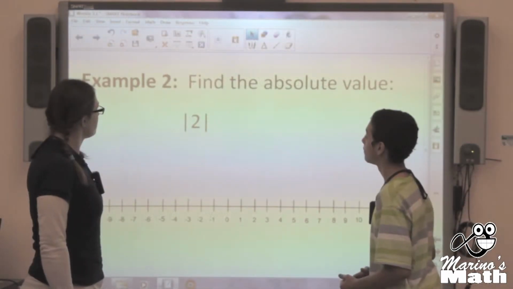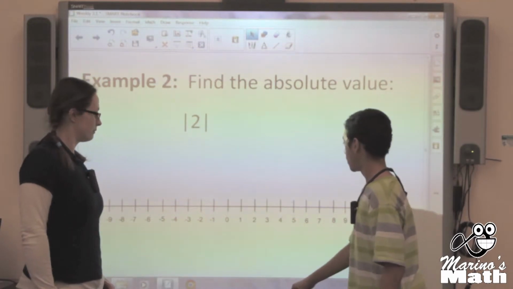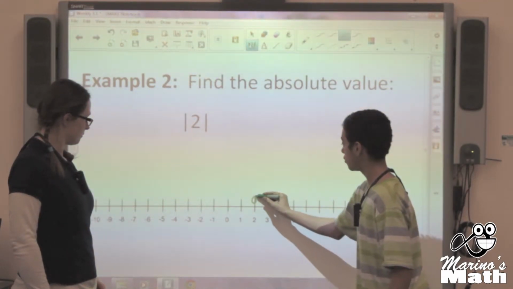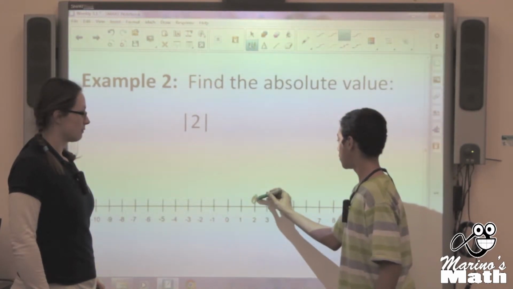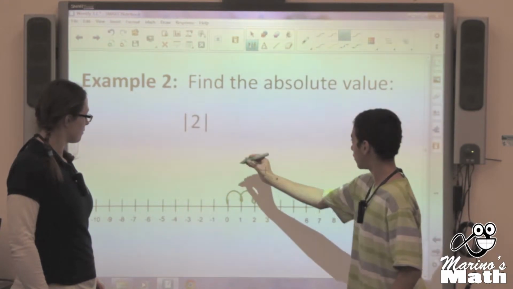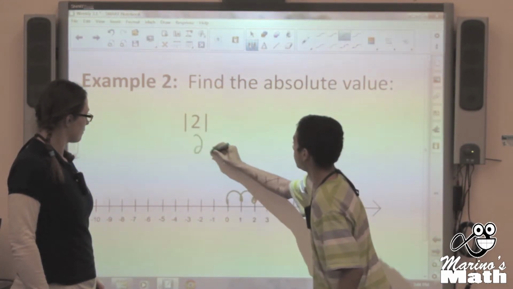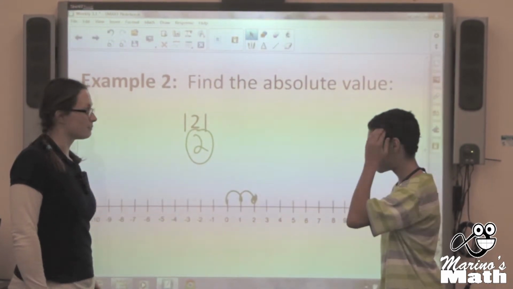So here we have example 2. Find the absolute value, and we're finding the absolute value of 2. Alright, so first mark 2. And since it's from 0, you go 1, then 2. Since it's always positive, it will be 2, and there. That seems really easy.